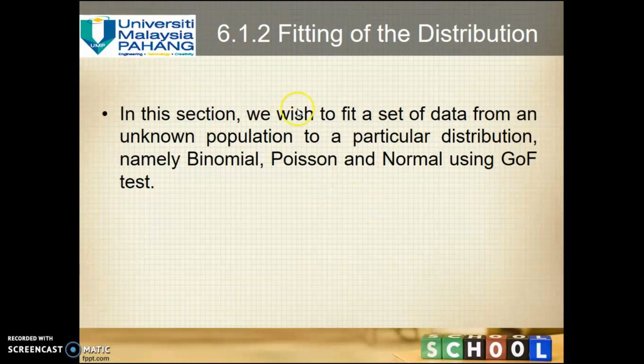So the purpose is we wish to fit a set of data from an unknown population to a particular distribution, namely binomial, Poisson, and normal, using the goodness of fit test. These are the three common distributions that we use. For your information, you can refer to any reference book. Binomial and Poisson are discrete distributions, and normal is a continuous distribution.